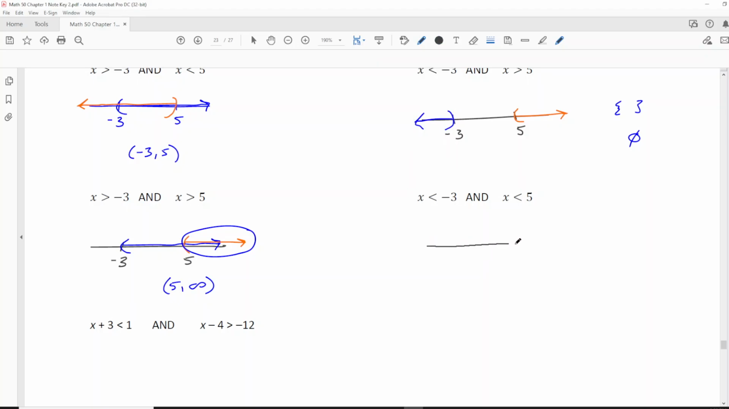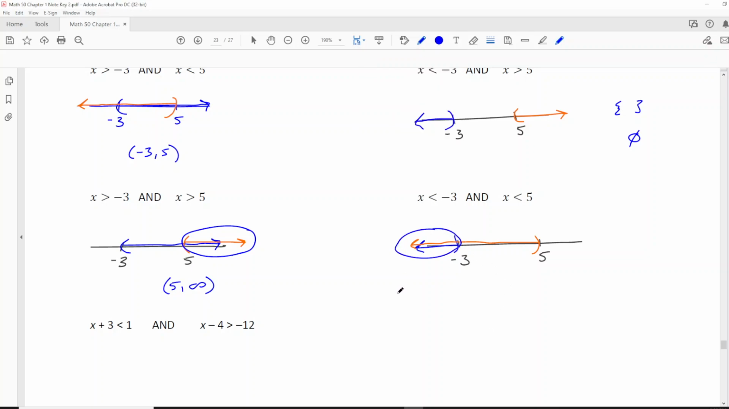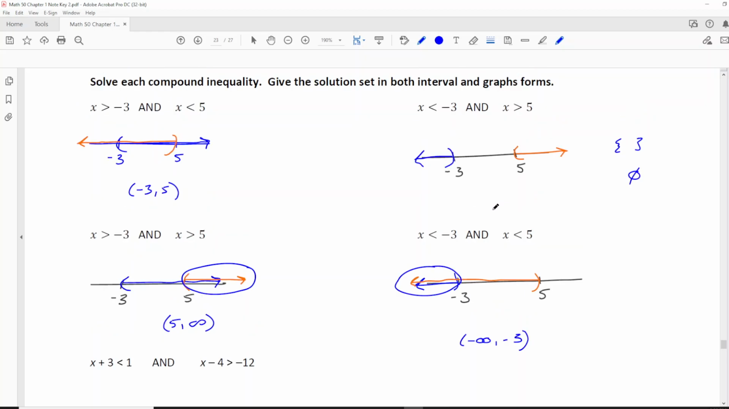So this is my last scenario. I'm going to put on my -3 and my 5. Going back to blue, this one wants me to graph x is less than -3, so a round bracket opening to the left. And it also wants me to graph x is less than 5, so a round bracket opening to the left. The question is, are there any numbers that are less than -3 and less than 5? Well, the only place we overlap is here. Only the values that are less than -3 will make this compound inequality true.